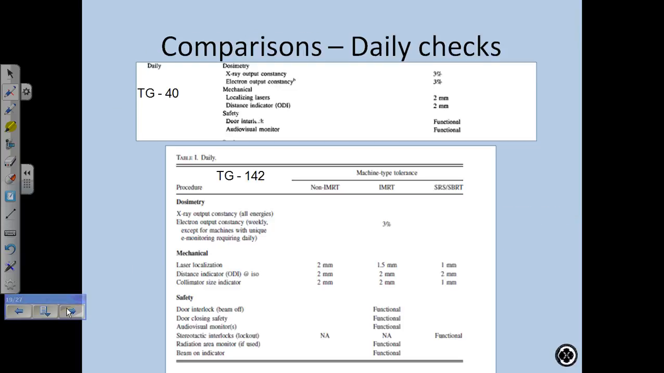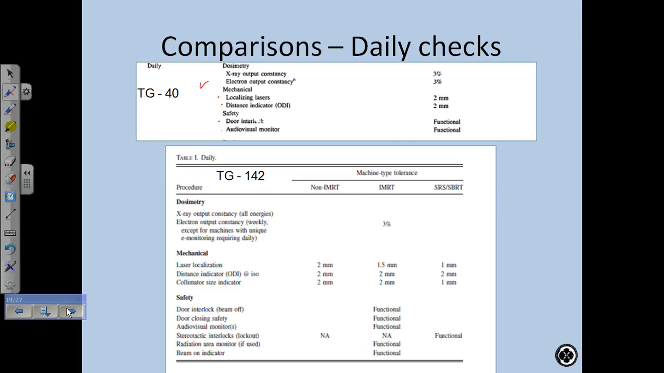Okay, now let's look at comparisons between TG40 and TG142. So TG40, look at how small this table was. The daily checks on TG40: X-ray output constancy, electron output constancy, and mechanical. So localizing lasers, the therapist check lasers, check ODI, door interlock, AV.